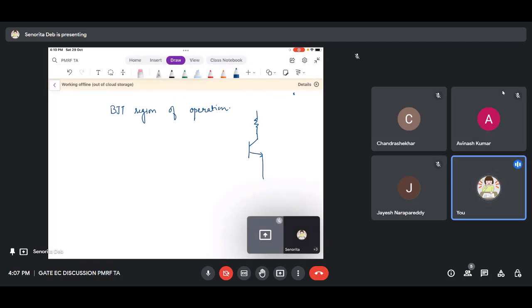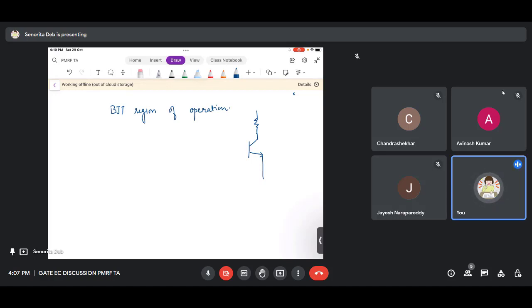Okay, so BJT is a transistor, right? So what happens is that whatever voltage you apply in the input, according to that, the output current should change. Okay, that is the basic idea. So you will have to bias the BJT in any one of the regions, according to how you want to use the BJT.